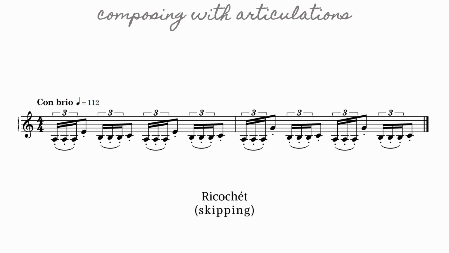I could also rewrite this passage to use ricochet bowing, which is a skipping, bounce-like bow technique indicated with staccatos underneath a slur. Here's what that would sound like. So obviously there are a ton of other techniques and articulations to choose from. I'll be sure to discuss when and why you might want to use each one in upcoming videos.